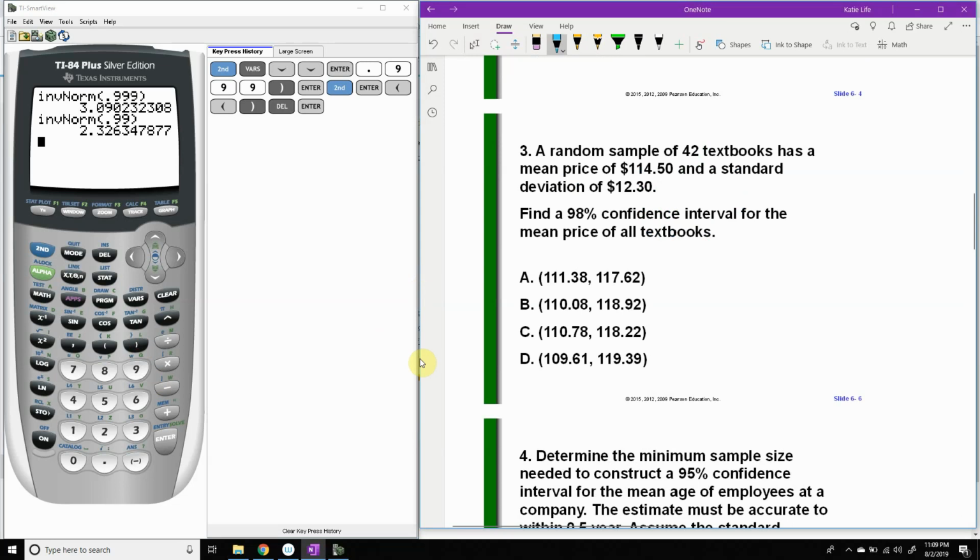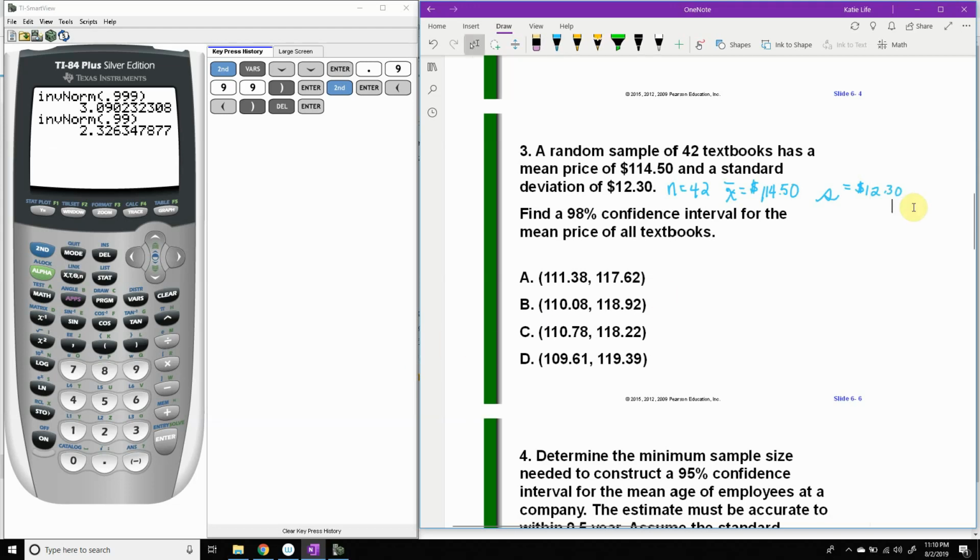Find a 98% confidence interval for the mean price of all books. Okay, so we're still dealing with sample values, statistics like n equals 42, x bar is $114.50, and sample standard deviation s is $12.30. And I want to create a confidence interval.